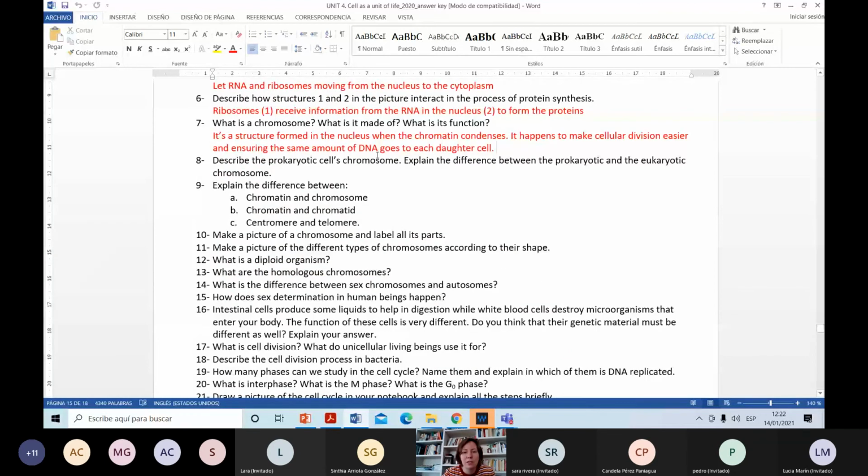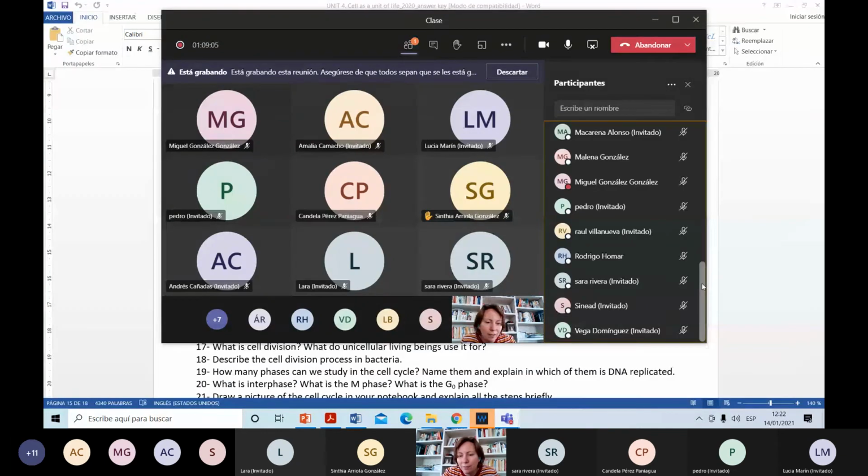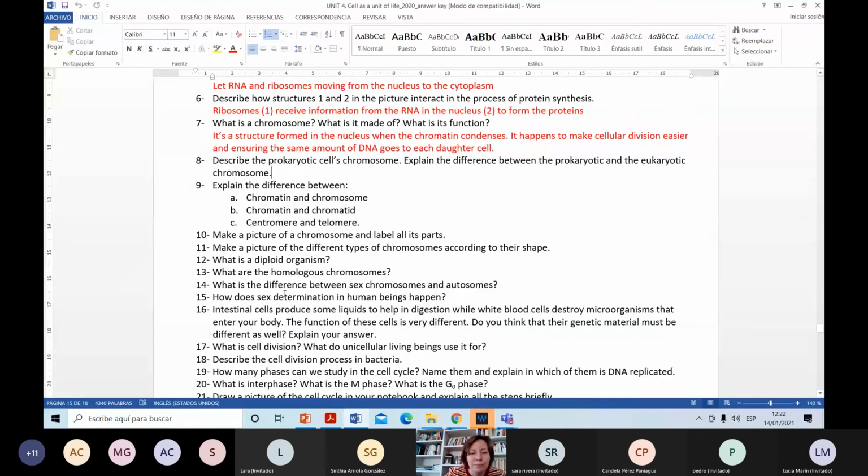Describe the prokaryotic cell chromosome, que os dije, esto es solo ir arriba, copiar y pegar. ¿Os acordáis? Ay, qué difícil, sin vosotros. Vega, venga, para que me cuentes algo.